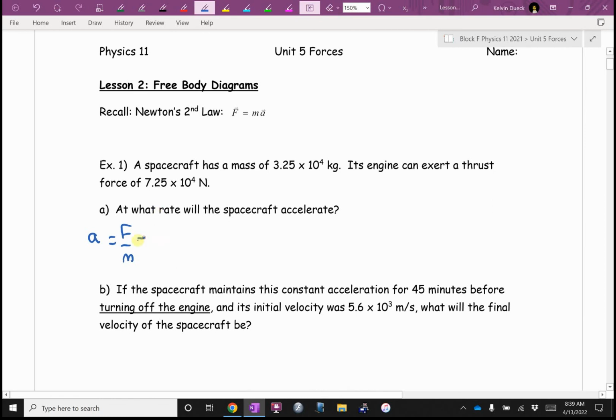a equals F over m. There we go. So the force is 7.25 times 10 to the fourth, all over 3.25 times 10 to the fourth. What do you get?